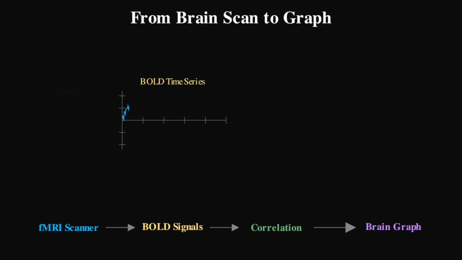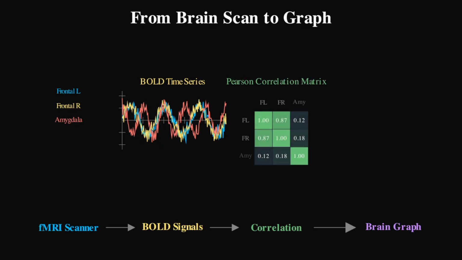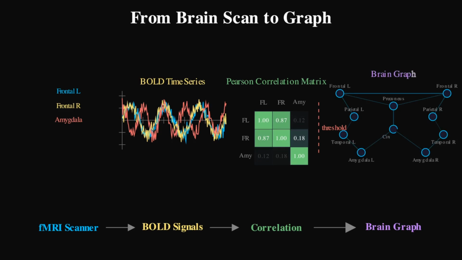Here's the key insight. If two brain regions tend to activate at the same time, they're considered functionally connected. You compute a Pearson correlation between their time series, and that correlation becomes the edge weight in a graph. After thresholding to keep the strongest connections, you end up with a sparse brain network where nodes are brain regions and edges represent how strongly connected they are. This is the graph that gets fed into a machine learning model.